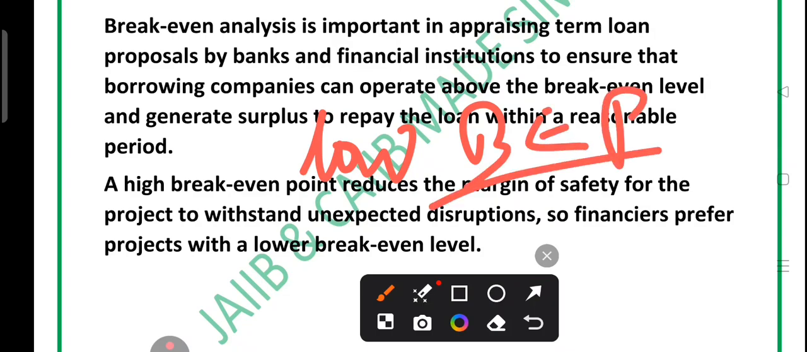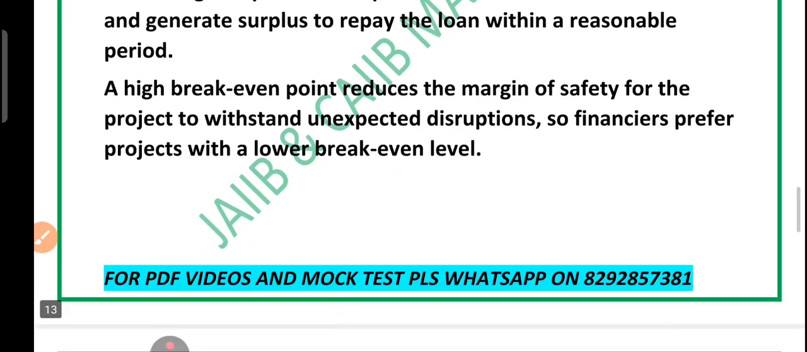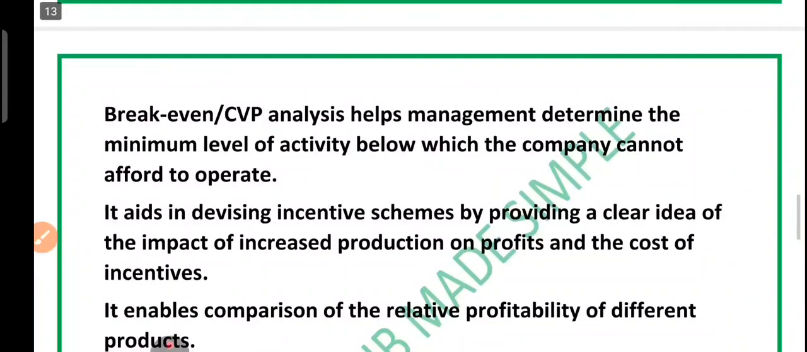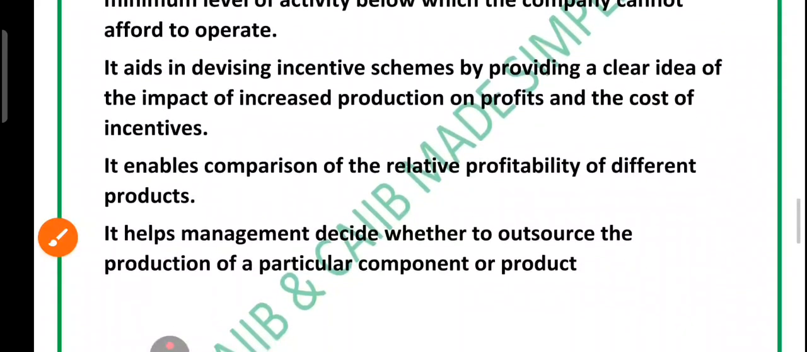Because then the company has a higher margin of safety, to survive shocks like a fall in sales or a rise in cost. From the company side, break-even analysis tells management the minimum level of activity below which we cannot afford to operate. It's like a warning signal: don't go below this level or you will be in loss. That is what the break-even point tells the company.